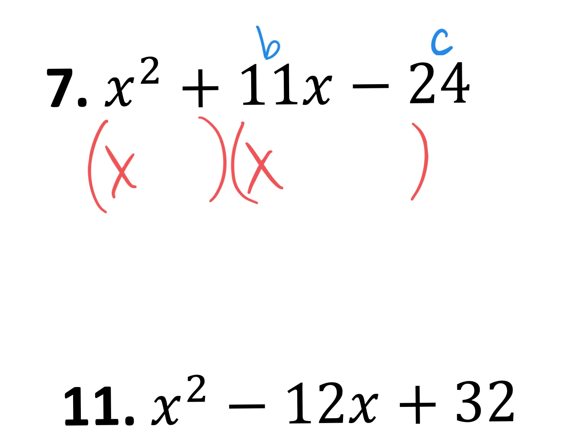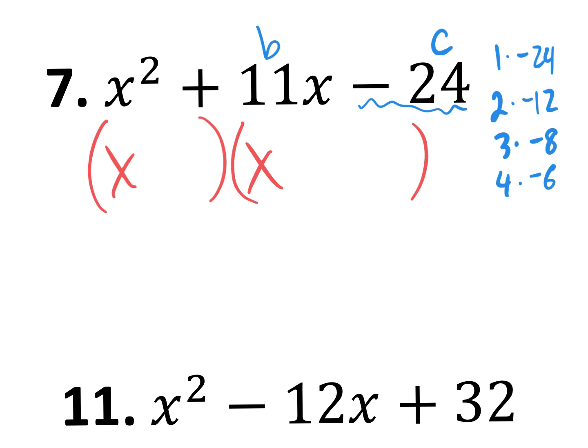I always make a list of the multiples of c. So how could I get negative 24? I want to start with 1 times negative 24. Then 2 times what? If you don't know, you could always get a calculator and go 24 divided by 2, and that'll be 12, in this case negative 12. And then 24 divided by 3 is 8, of course negative 8. 24 divided by 4 is 6, of course negative 6. And those are all the possible ways of multiplying numbers together to give you that c value, negative 24.